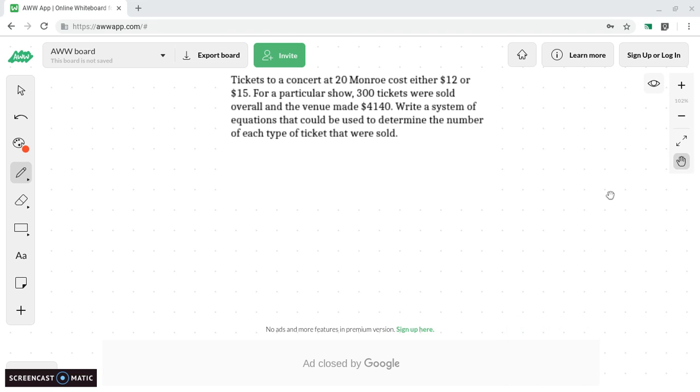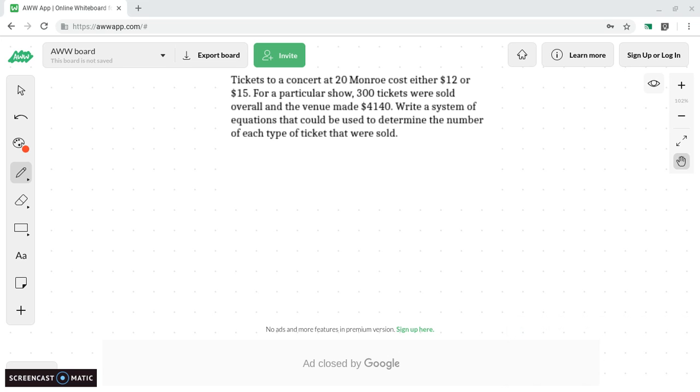Right, so we're going to look at writing the system that represents a scenario. This is the 2.0 level. The 3.0 level is where we need to solve it. So right now, we are just working on writing.